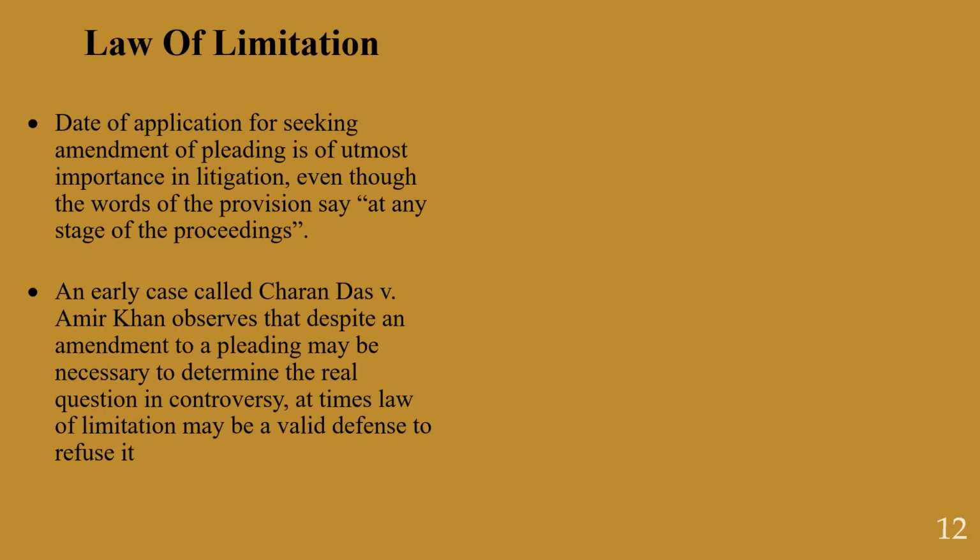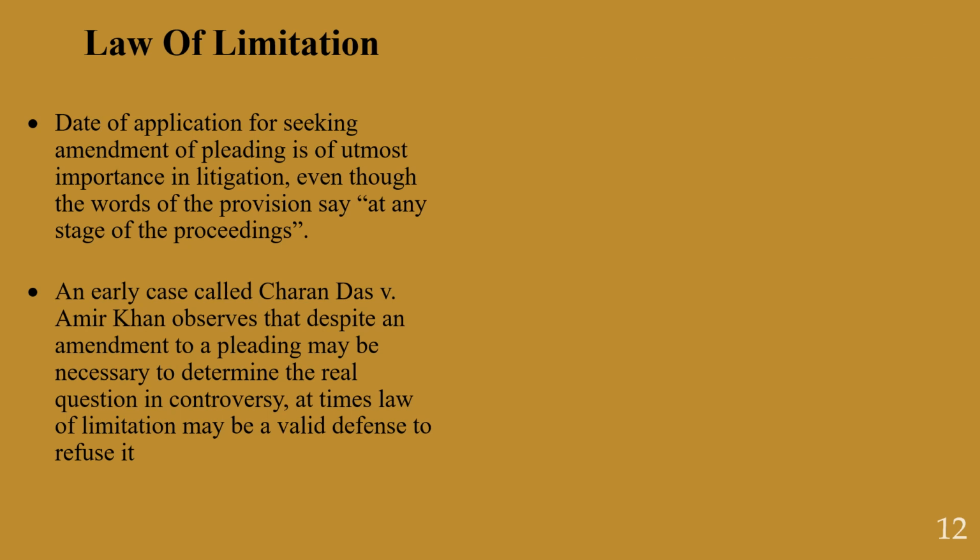Law of limitation. The date of application for seeking amendment of the pleading is of utmost importance. Even though there is a provision that says at any stage of proceedings, the court provides for a set time limit of 14 days from the date of application. If the party fails to provide the amendment of the pleadings within the 14 days, then the pleading is rejected. In the case of Charan Das versus Amir Khan, the court observed that even if an amendment to a pleading was necessary to determine the real question in controversy, the law of limitation could be a valid defense to refuse it.